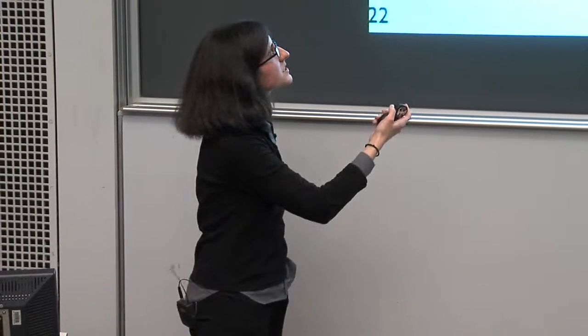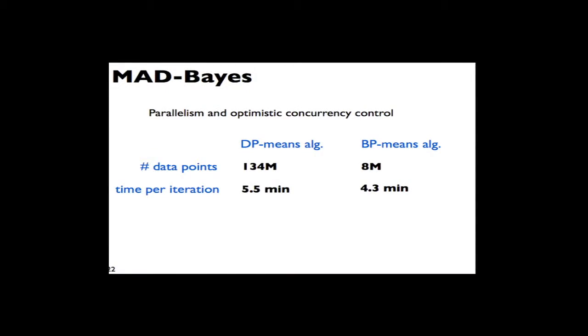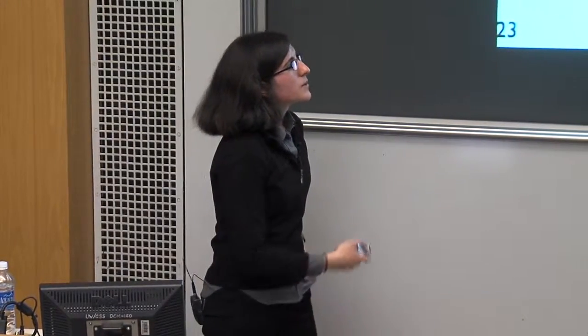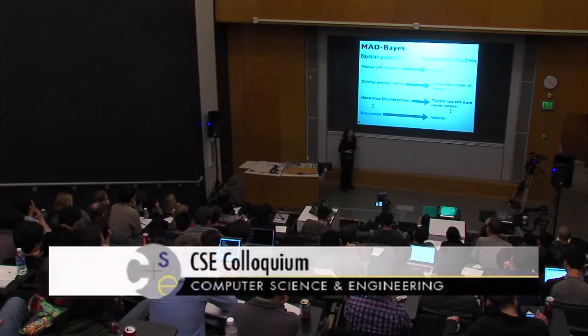And so when we do this, again as a proof of concept, we can take the clustering version, 134 million data points for that, and it runs in about 5.5 minutes per iteration. And we can take 8 million data points for features, and it runs in about 4.3 minutes per iteration. But again, part of the point of this is just that you can get a new objective function for a different type of latent structure that you hadn't previously had by using this approach.